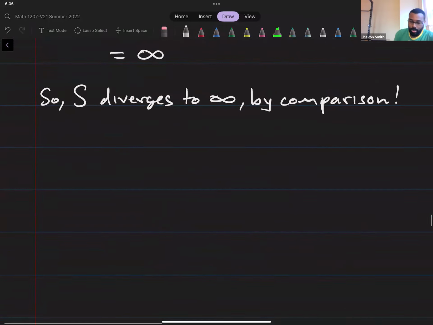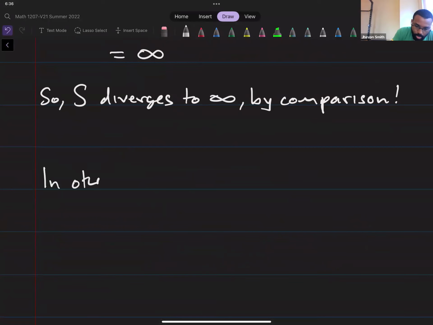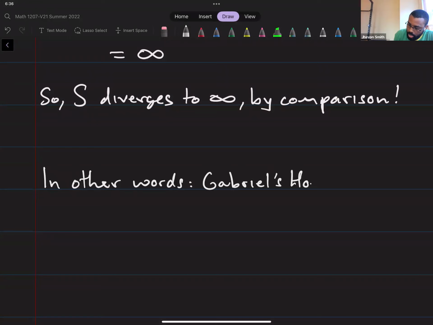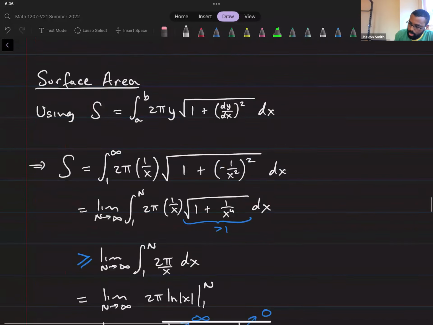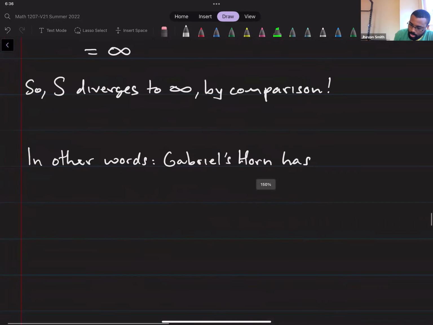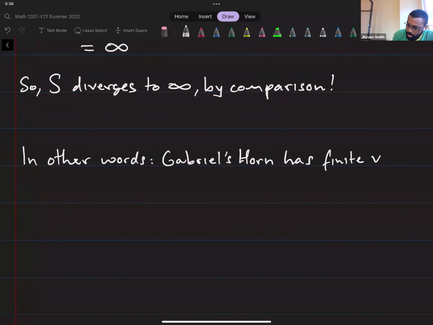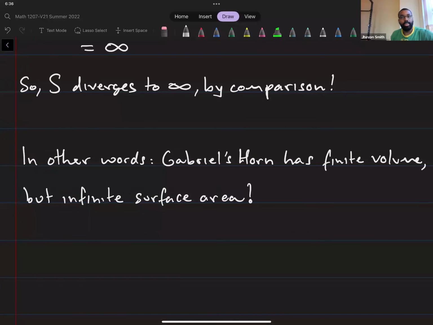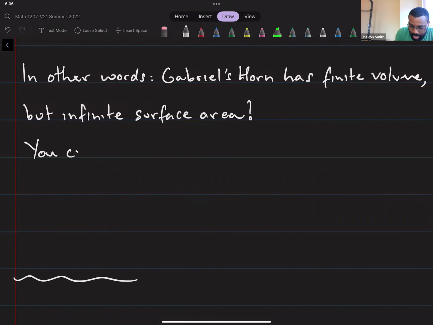In other words, it's a very interesting thing. Gabriel's horn has finite volume, but infinite surface area. Which is a very interesting property to have, which means you can fill it with paint, but you can't paint the outside of it.